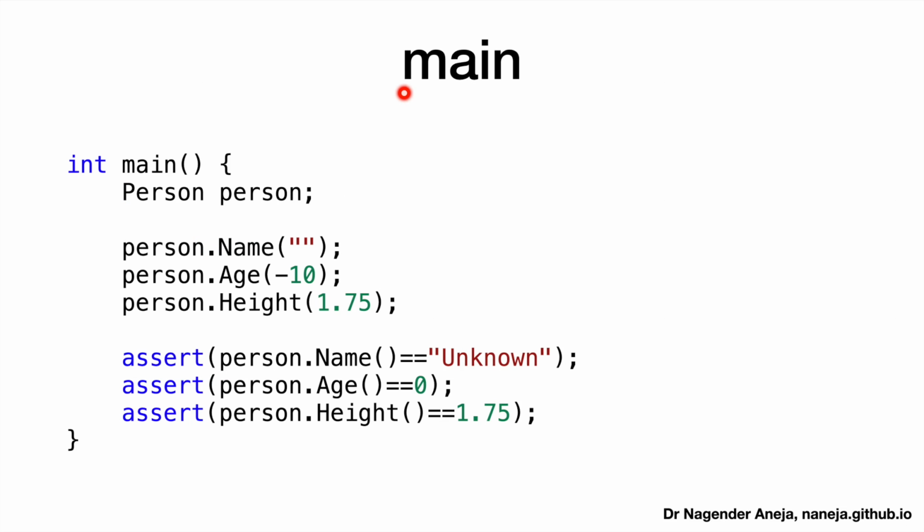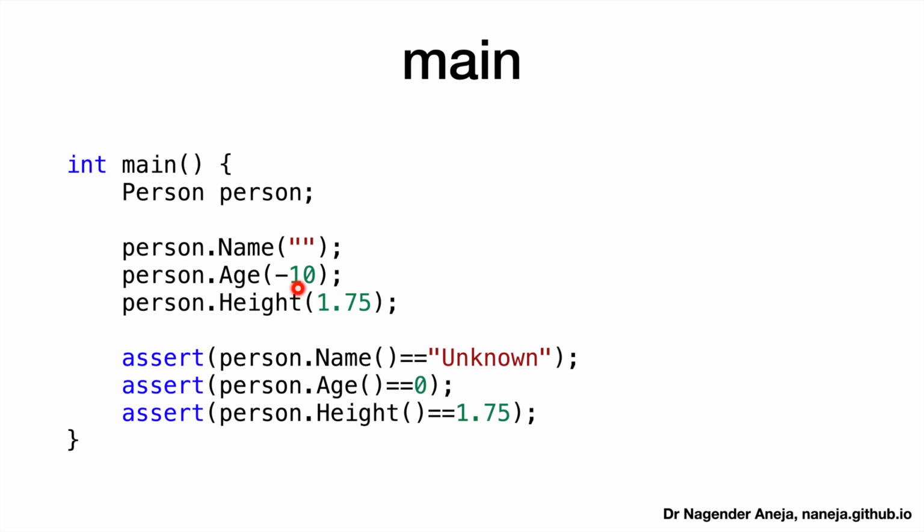Now we have a main function here. We created an object, which is the person object of type person, and we can say that person.name when we pass the empty string here. So what will happen here? Since we pass the empty, this empty should not enter into our object for this person. So it should be unknown.